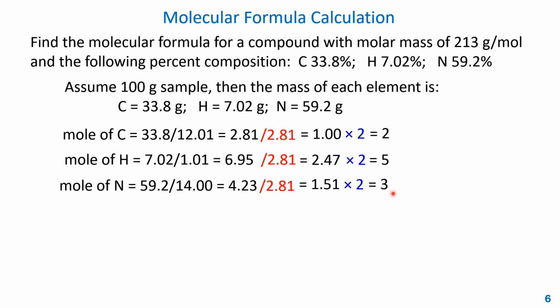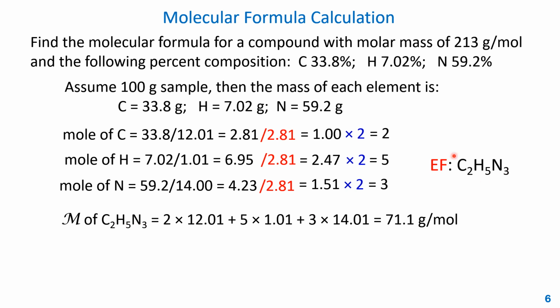Again, there's a little round off, okay? So now you have the empirical formula: C2H5N3. Now we need to find the unit number of the molecular formula, that is n. To calculate n, the multiple of the empirical formula, you first need to calculate the molar mass of this empirical formula. Based on 2 carbon, 5 hydrogen, 3 nitrogen, that's 71.1 grams per mole.